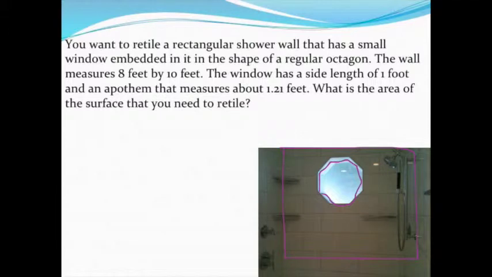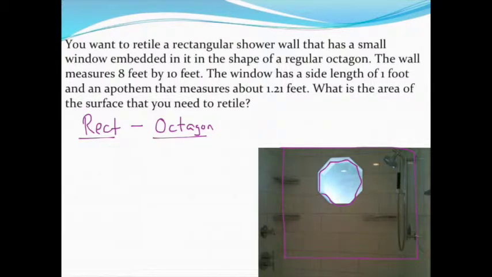So to find the area of tiles and figure out how many tiles I'm going to need, I'm going to have to find the area of the rectangular wall, and I'm going to need to subtract the area of that octagon, because I do not want to include it in my area. So in this case, we'll be subtracting. We have a hole in our figure, let's say. So that's going to be our thinking. Let's go ahead and do some calculations and figure out what area we're working with.